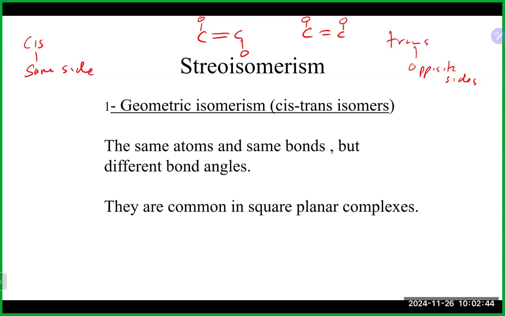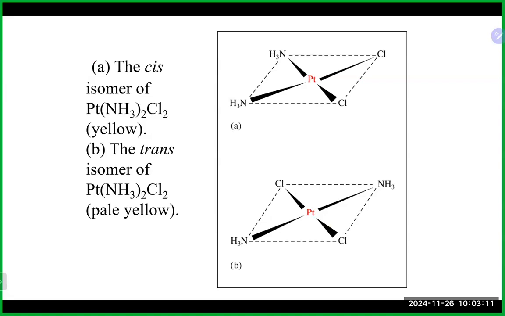And same idea here in this type of arrangement with complex ions, we'll get certain groups on the same side or above the plane of the molecule, or on opposite sides of the plane of the molecule in the center. So with these, we get the same atoms, we get the same bonds, but we do get different bond angles because of the location of these different ligands. These are common in square planar complexes. So for example, here, this is a square planar, which makes a square within the plane.